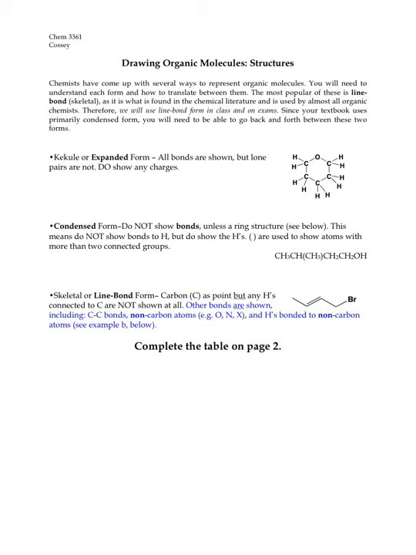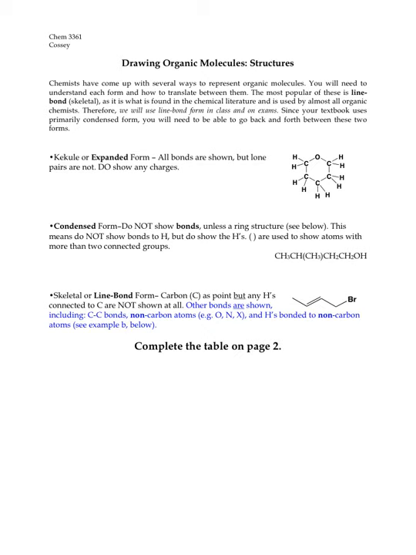So first off, hopefully you've seen this document before. This is in the supplemental readings, so you can read through it, but we're also going to talk through it a little bit. The 3 different forms are Kekule or expanded form, condensed form, and line bond or skeletal form. The one we're going to use the most is skeletal, but to understand it, you really have to go through the other ones first. So let's talk about those first.